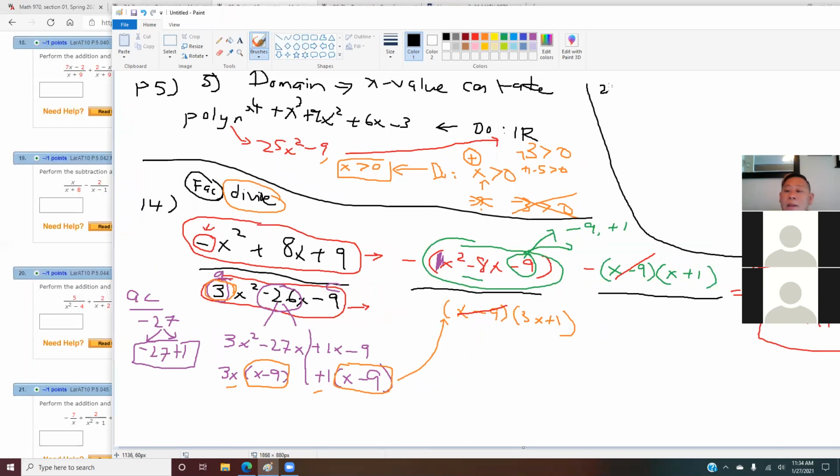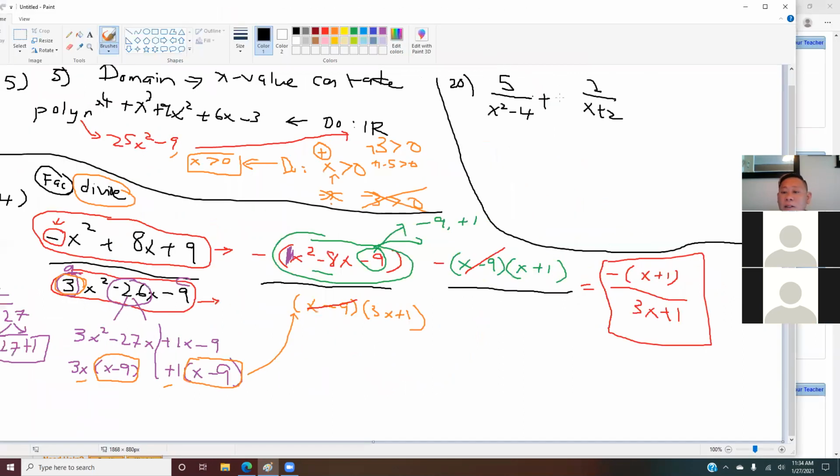Now, 20 is adding and subtracting rational expressions. So we have x squared minus 5 over x squared minus 4 plus 2 over x plus 2. In order for us to add fractions, do you guys know how to add fractions? 1/4 plus 1/6.